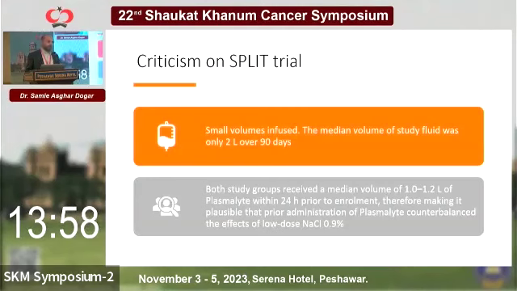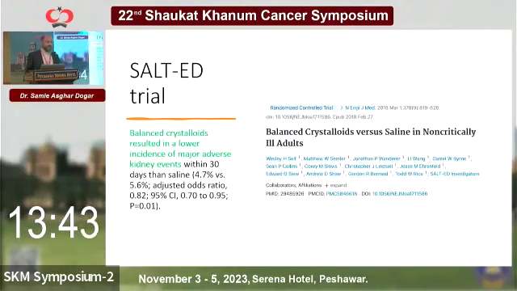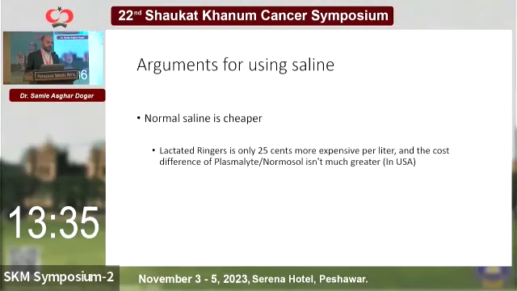Therefore, it is plausible that the prior administration of plasma light counterbalanced the effect of normal saline. So then there was the SMART trial. It showed a small difference in favor of balanced solutions, and the same authors then replicated their study and did the SALTED trial, in which they showed that balanced crystalloid resulted in lower incidence of major adverse kidney events. So, arguments for using saline.